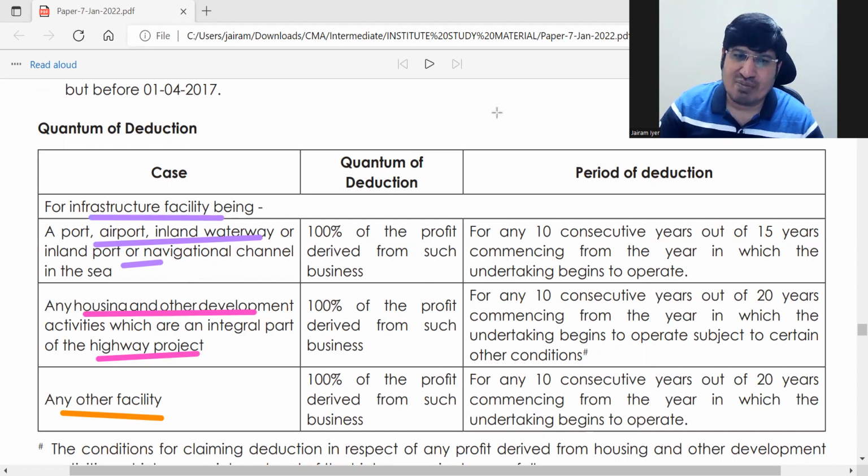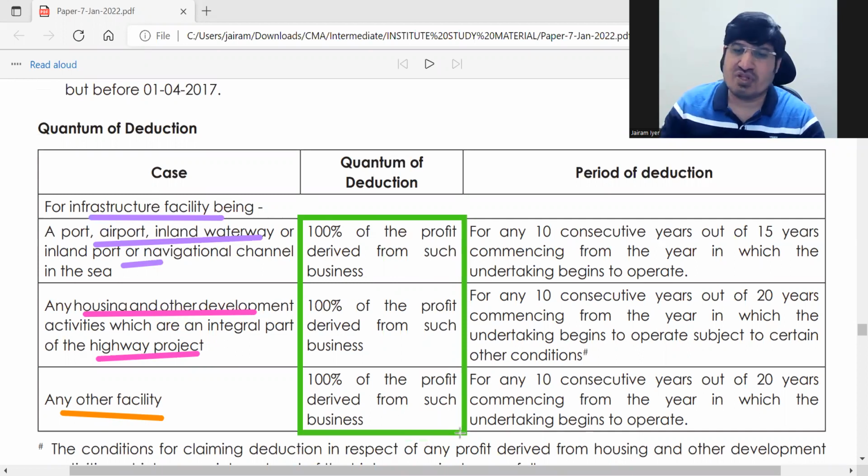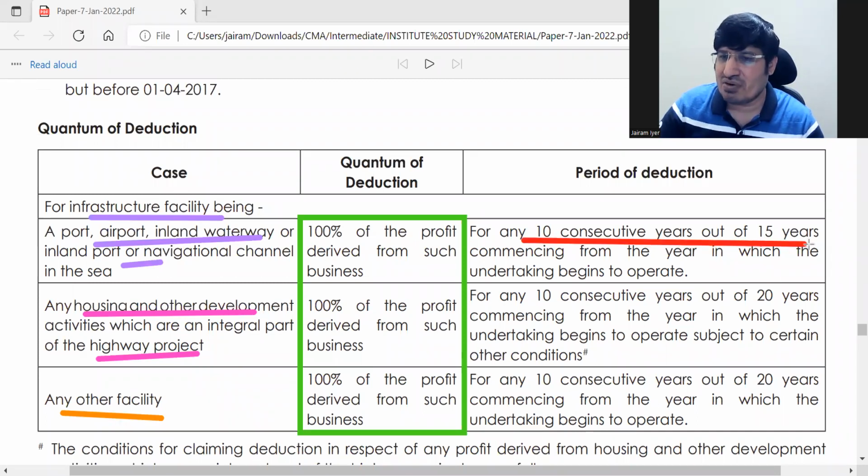So what is the quantum of deduction? How much deduction will you get for all of this? You will get a deduction of 100% of the profit. So the full profit of the business you can claim as deduction. 100% of the profit is the same for all three of them. For how many years can you claim it? For only 1 year? How many years' profit can you claim? That is shown in the next para. So here you will get it for any 10 consecutive years out of 15 years.